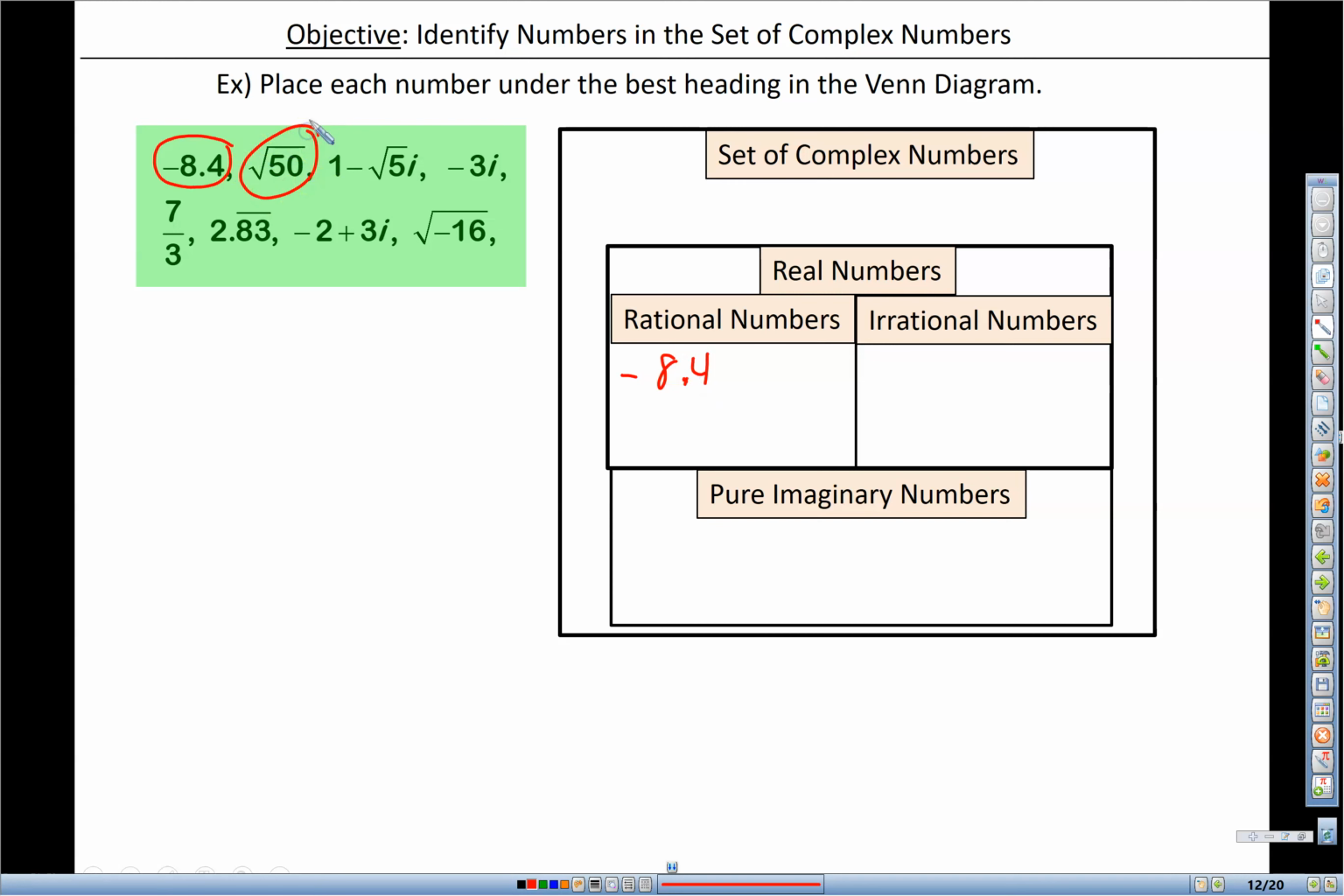Square root of 50. When you look at square roots, you want to think about how they'll simplify. And when they simplify, will they have an i? Will they still have a square root? What's it going to look like in its final form?